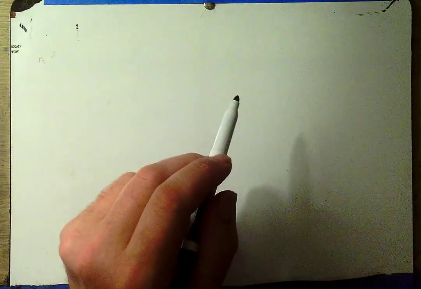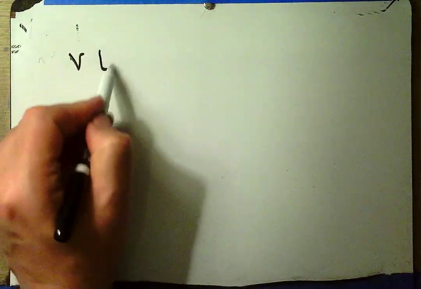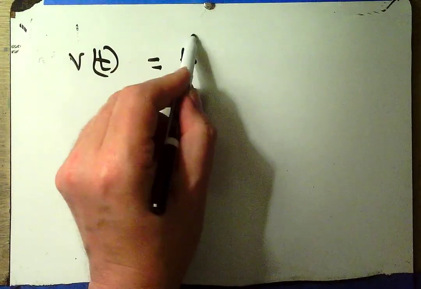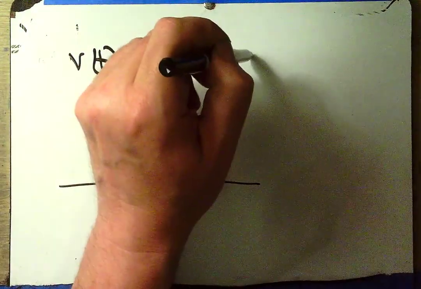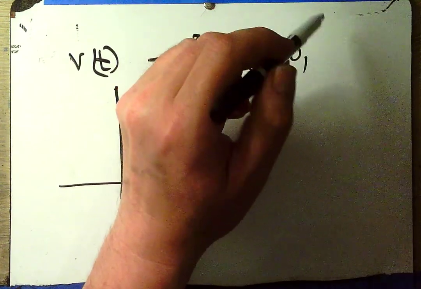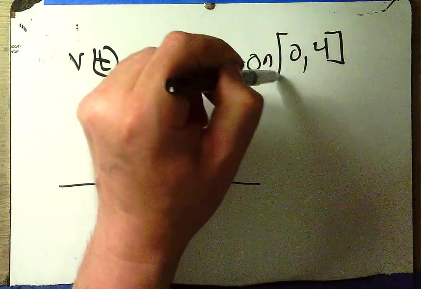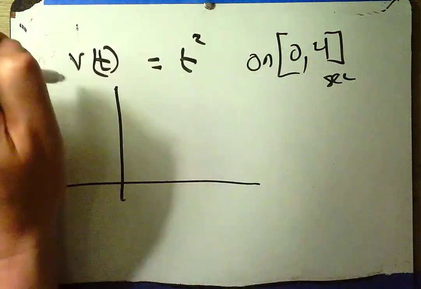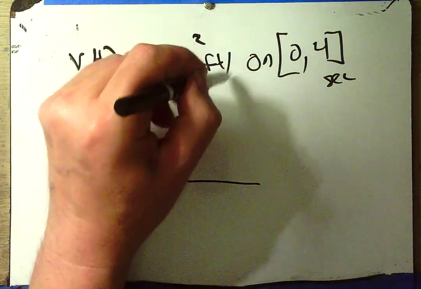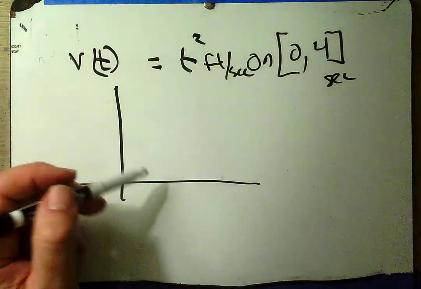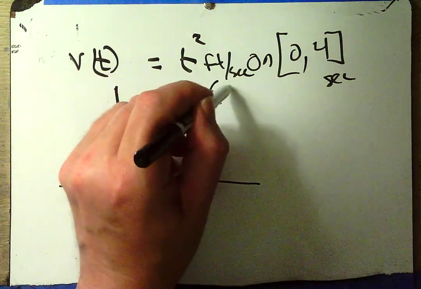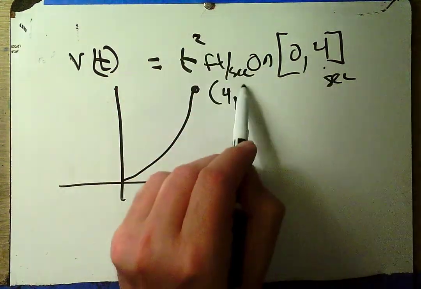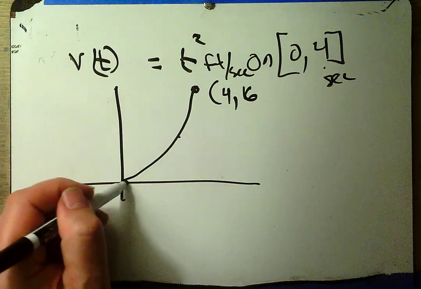Before you freak out, let's just take a look at a problem. I'd say that v of t equals t squared. Just t squared. Okay, and I'd like it on 0 to 4. And we'll call these seconds, and we'll say that velocity is feet per second. Okay. So I make my graph. I know what a parabola looks like from 0 to 4. This is 4, plug that 4 in for t, 16. This over here is 0, 0.